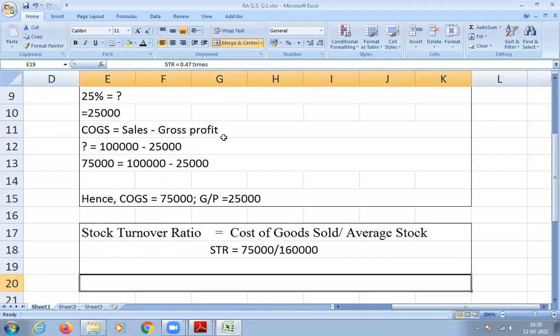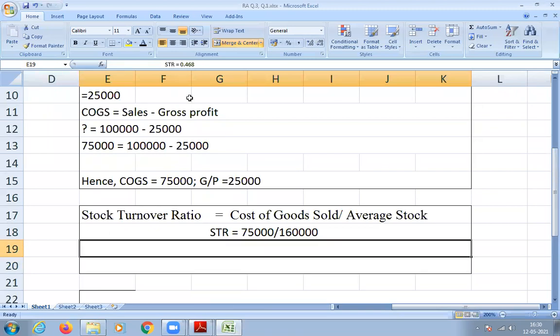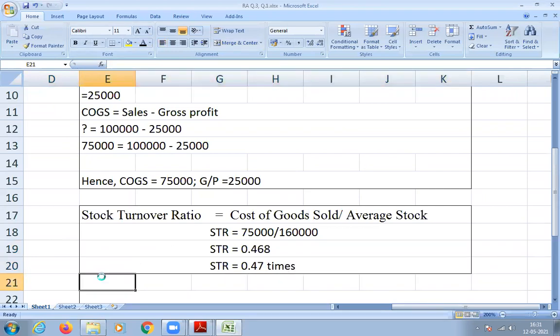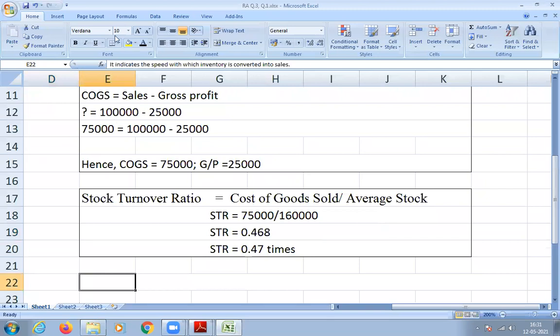Now how much is STR, stock turnover ratio? 0.46875, sir. 0.468. Correct. You can take it as 0.47 times. What do you mean by times? Why are you using times? Because it's a turnover. It indicates the speed with which they are going to convert inventory into sales. So that is 0.47. Here, the higher the value the better. Higher turnover ratio is better for the company. Okay, this is your stock turnover ratio. Clear?